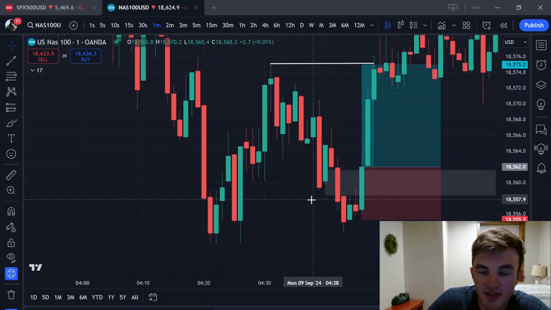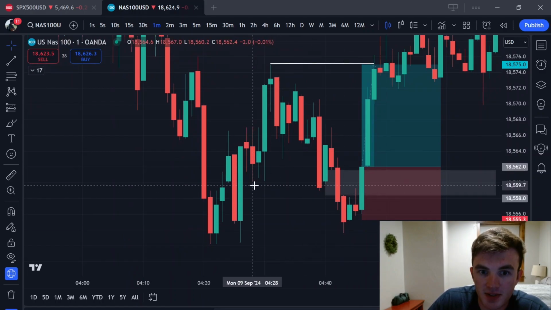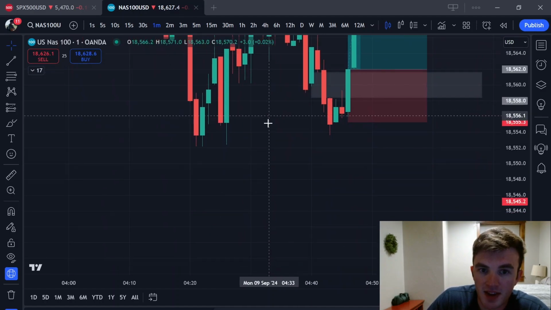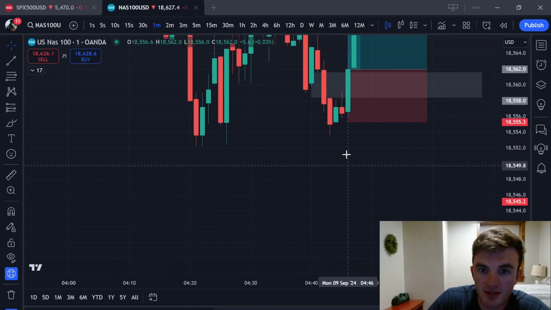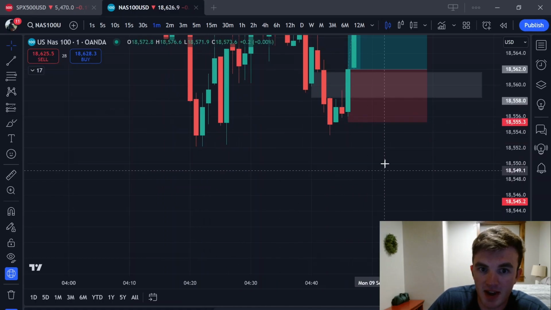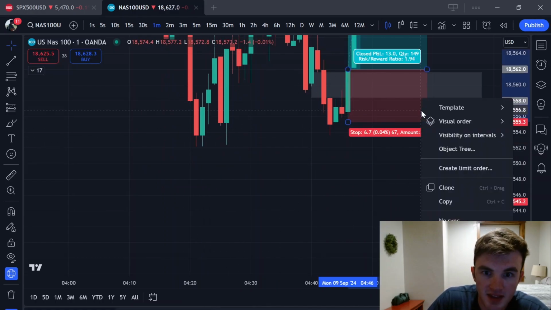You want to have it sweep some kind of liquidity. So in this case, it swept these lows and this low, and then inversed back to the upside. But a lot of the time you want to see it come down, and let's say that this was the old low. You want to see it come down, sweep this low, and then close above.